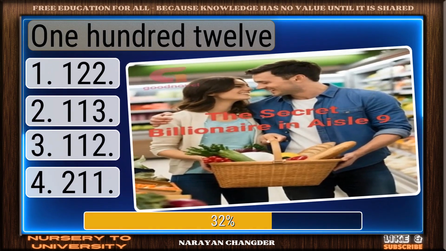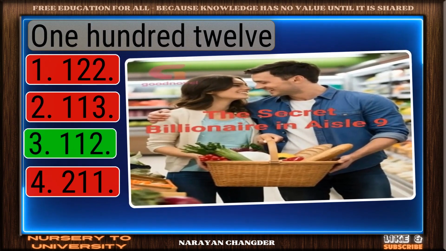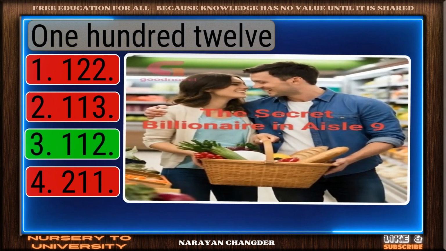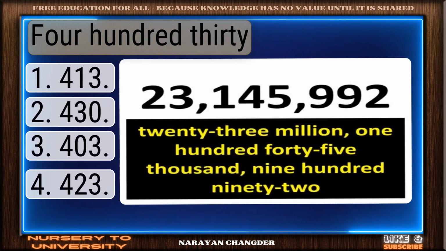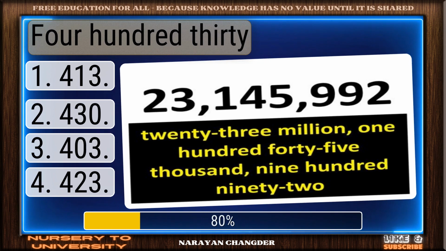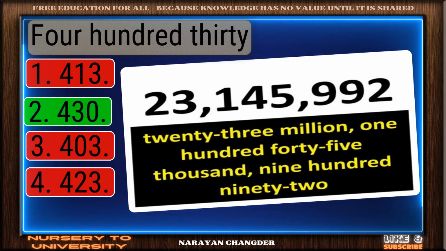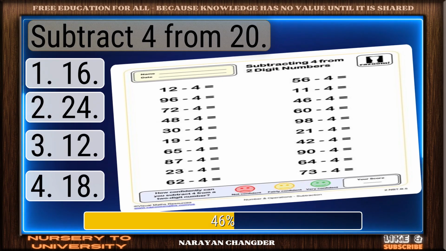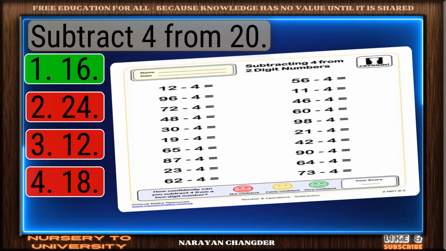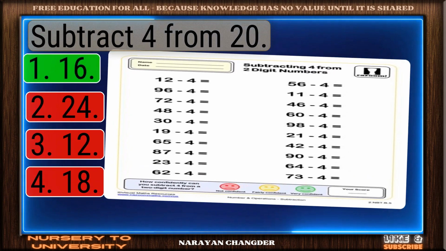112. You got it. Your choice 112 is right. 430. Sharp thinking. 430 is the right choice. Subtract 4 from 20. Excellent choice. 16 is the right answer.